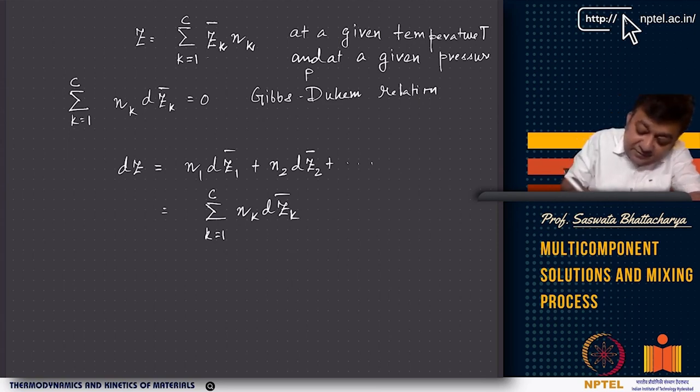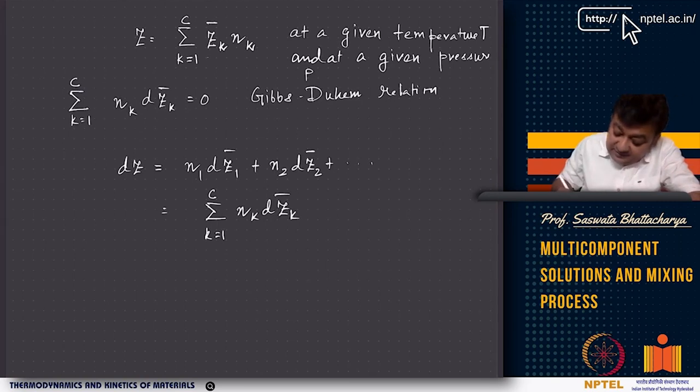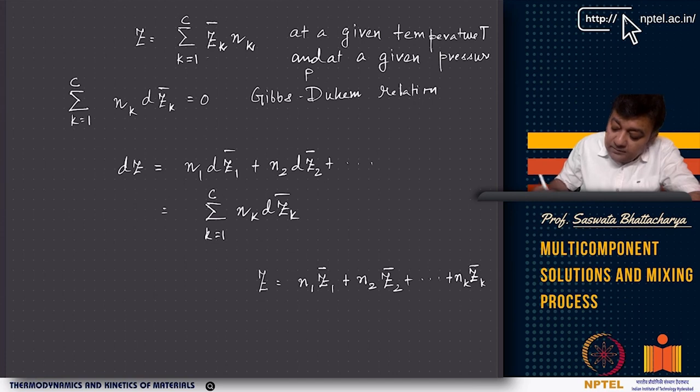So basically, if I expand, Z equals N1 Z1 bar plus N2 Z2 bar plus and so on. Here Z_K bar or Z1 bar is the partial molar property associated with component 1, or the partial molar contribution of component 1 to the solution, okay?